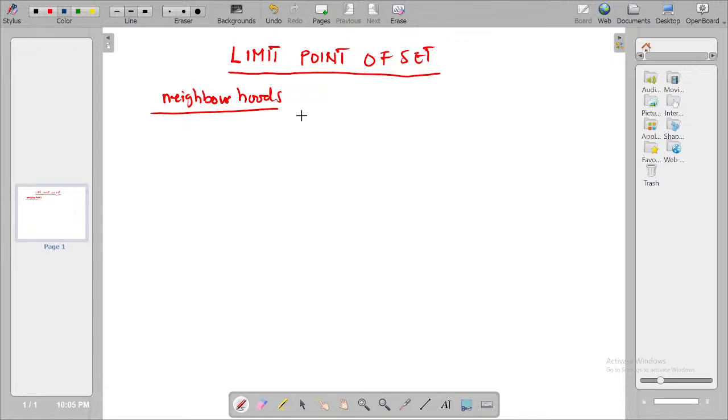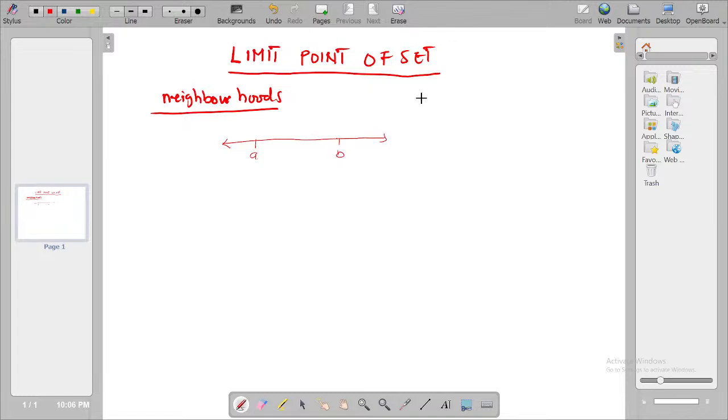So let's see. If you have a line representing the real number line, on this real number line I'll have maybe A and I'll have B, right? So A and B here set an interval. You know that a neighborhood is simply creating an interval around a particular center or around a particular point.